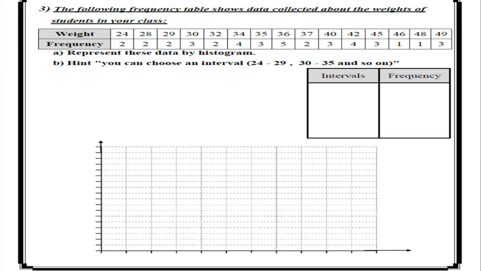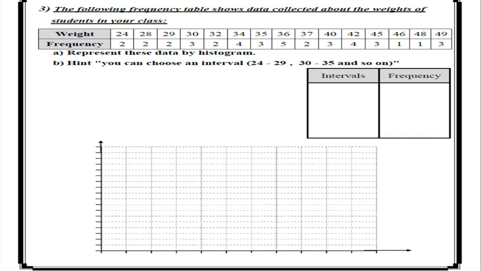The following frequency table shows data collected about the weights of students in your class. Here, weight and frequency. 24, I have 2 students. 28, 2 students. 29, 2 students. 30, 3 students. 32, 2.